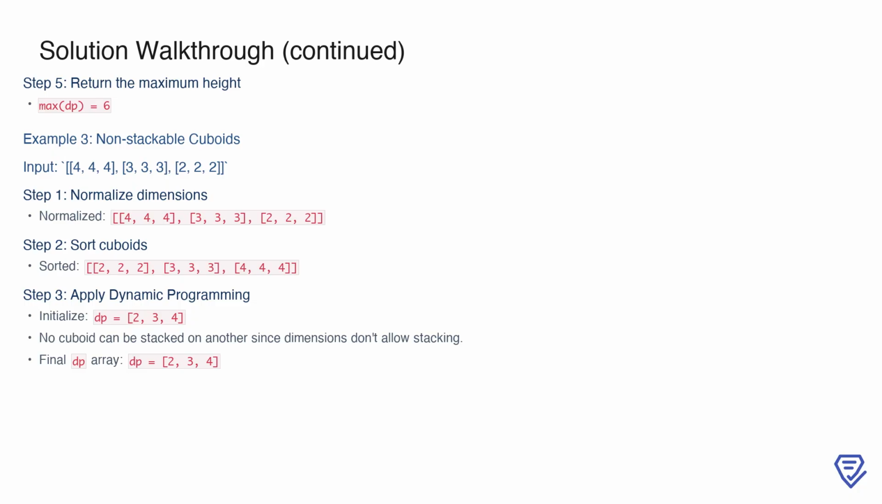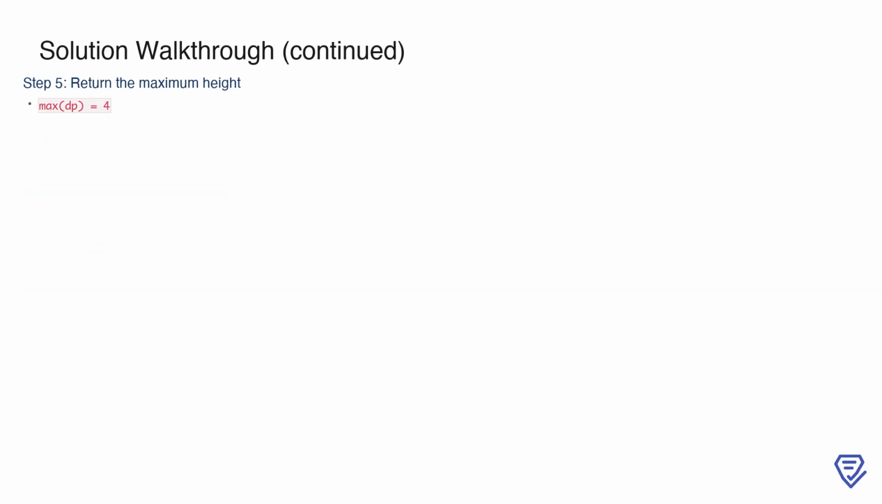In this case, no cuboid can be stacked on top of another because the dimensions of each cuboid are strictly smaller than the one below it. Hence, no updates are made to the DP array, and it remains [2, 3, 4]. Finally, for the non-stackable cuboids, the maximum height is determined by simply taking the largest value in the DP array. Since DP equals [2, 3, 4], the maximum height is 4.